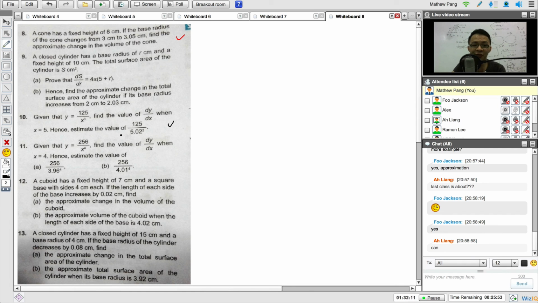So first, let me write out y equals 125 over x cubed. And over here it tells you x is 5. So I'm going to do some comparison first. Actually, we're very familiar with this already, so you don't need to do it like me, you can straight away do it. Then it gives you the approximation, 5.02 to the power of 3. You can see both of them have the same power, right? So this one will be the old y, and this one will be my new y.